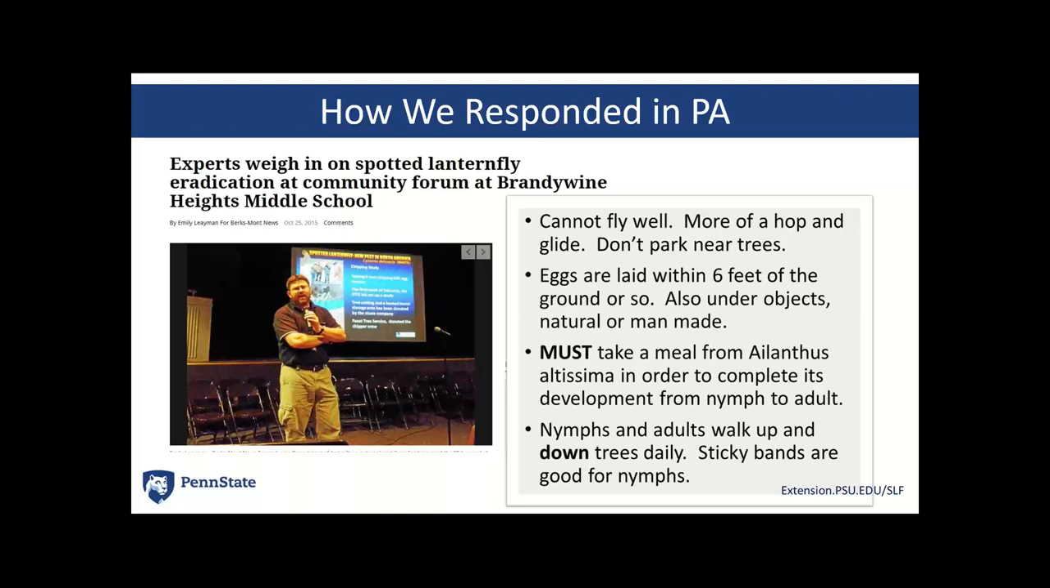That it must take a meal from the Ailanthus altissima, the tree of heaven, in order to complete its development from nymph to adult, we were told. And so I left that meeting thinking, well, that's pretty good. It can't move real far. You get rid of the Ailanthus and you're going to take away its ability to reproduce.